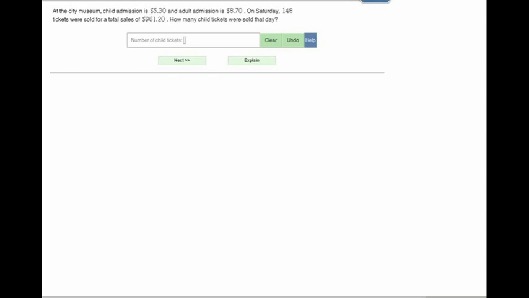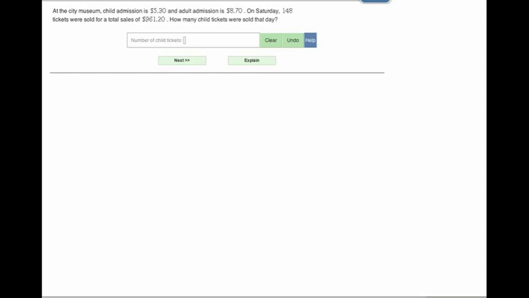At the City Museum, child admission is $5.30 and adult admission is $8.70. On Saturday, 148 tickets were sold for a total sales of $961.20. How many child tickets were sold that day? All right, so we're going to make a table to figure out this problem. This is about a cost per ticket, a number of tickets, and a total cost.